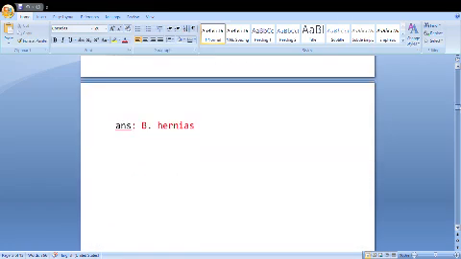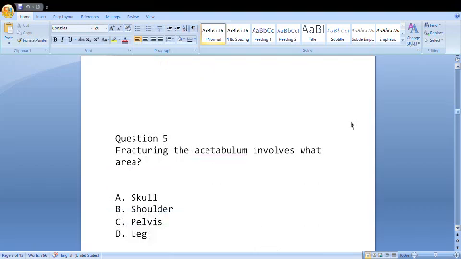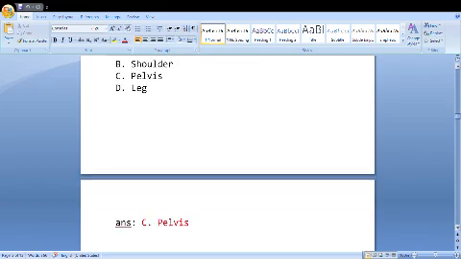And fifth question, fracturing the acetabulum involves what area? The question is indirectly asking the location of the acetabulum. The options are skull, shoulder, pelvis, leg. So the right answer is pelvis. The acetabulum is located in the pelvis, at the hip joint. Instead of pelvis, sometimes they will provide hip as the option. So the answer will be hip or pelvis. Here the particular answer is pelvis, not hip. So the right answer is option C, pelvis.